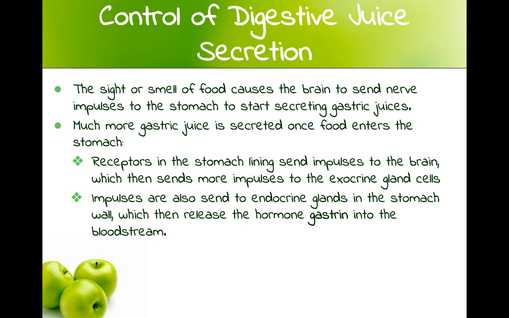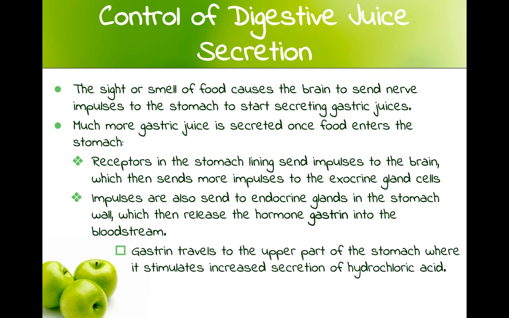It also sends impulses to endocrine glands in the stomach wall, and they release the hormone gastrin into the bloodstream. Gastrin then travels to the upper part of the stomach where it stimulates increased secretion of hydrochloric acid. So those are the two ways that the secretion is controlled. There's a nervous control through your nervous system, and there's also some hormonal control causing these digestive juices to be secreted when they are needed, when food is actually coming into the digestive system. So that's our overview of digestive enzymes.